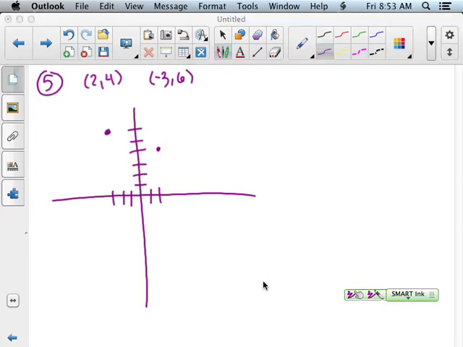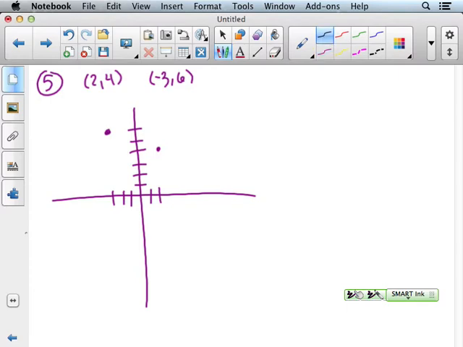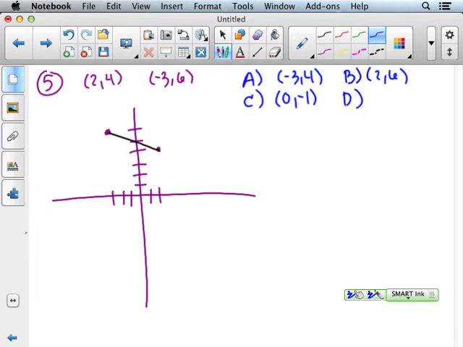So these are, let's see, these are my points. And it says this is a leg of the triangle, not the hypotenuse. So my options for my answers are A, (negative 3, 4), B, (2, 6), C, (0, negative 1), and D, (1, 1).